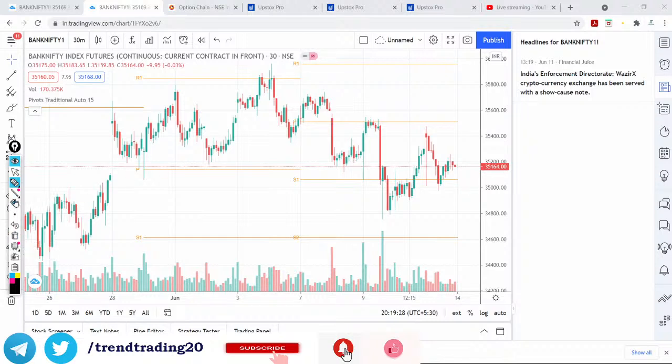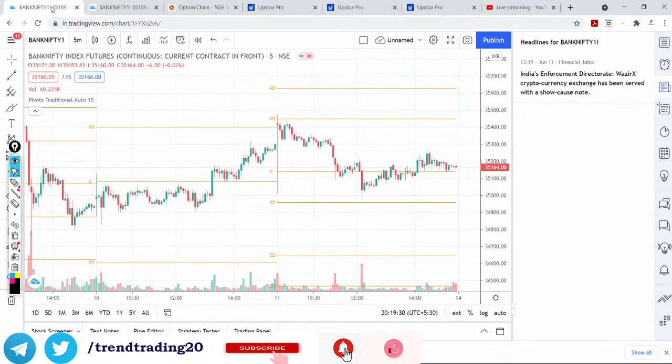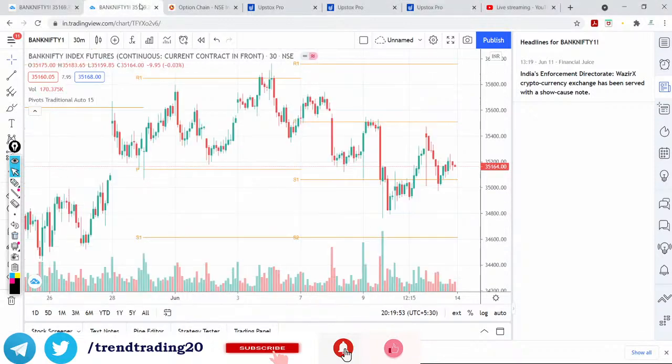Once you check this, go back to the 5-minute, with the same pivot point added. Now, once this market trading session opens, we need to check where the pivot point, R1 and S1 are in the 5-minute time frame. These are the three things you need to do, very important. Now quickly I am showing you the pivot points on the 30-minute time frame.